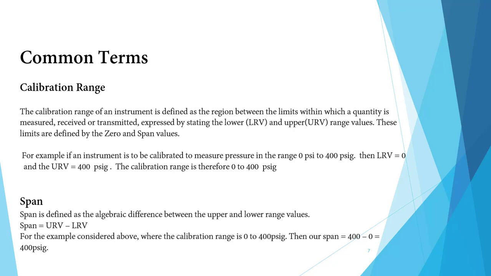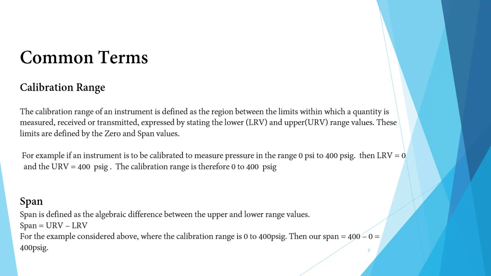Span is just URV minus LRV. This is called span. For this example, span is just 400. In another example, if your range is 100 to 500, then LRV is 100 and URV is 500, but the span is 500 minus 100, which is 400, so 400 psi.